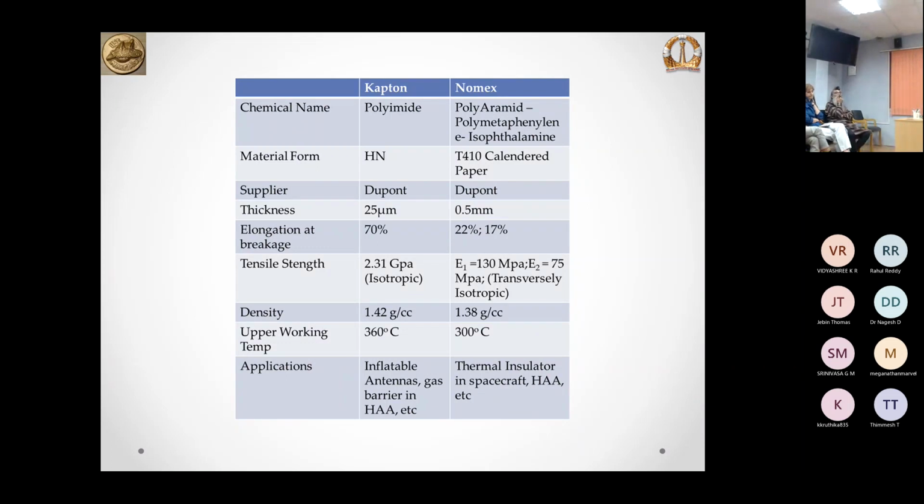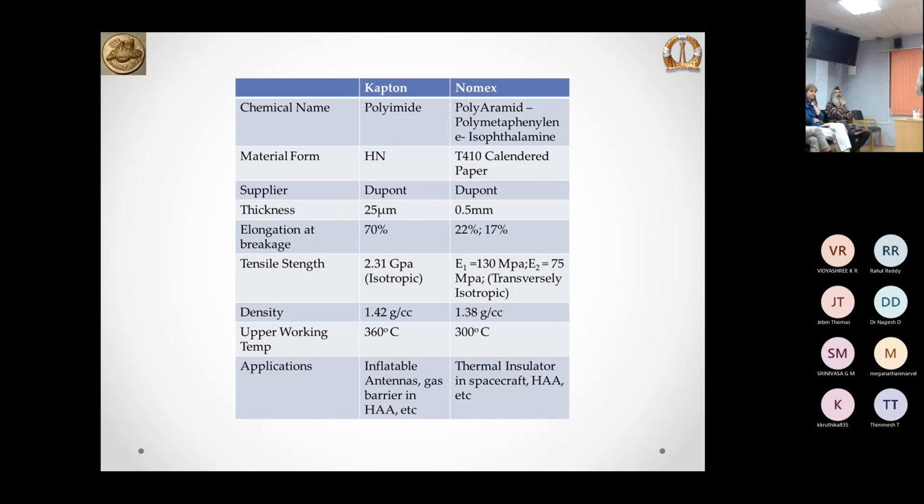Actually, Nomex is a transversely isotropic material, so it has two different properties. The Kapton is an isotropic material. The tensile modulus given is 2.3, which is very high for such a very thin material. This also makes Kapton a very potential candidate for these applications. It can take loads. And the upper working temperature of 360 degrees centigrade is also quite high. It can work.